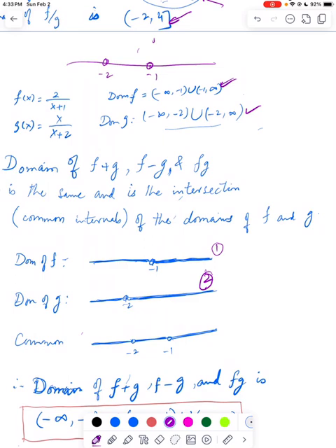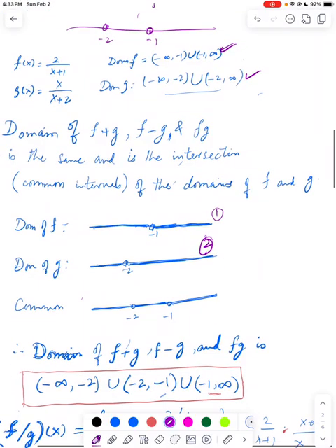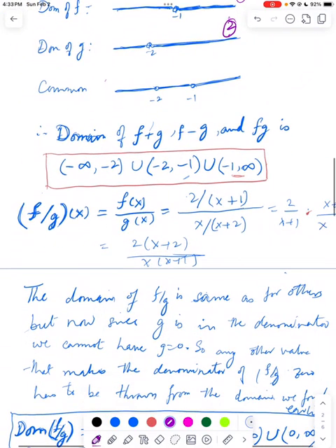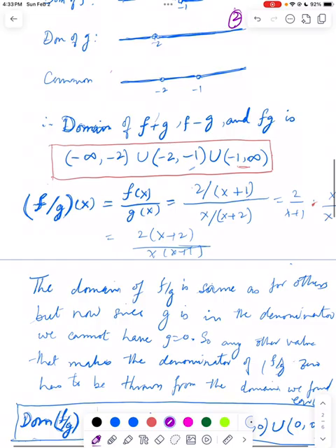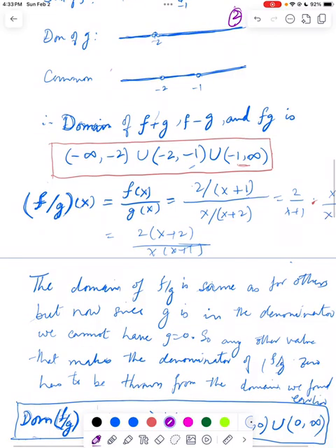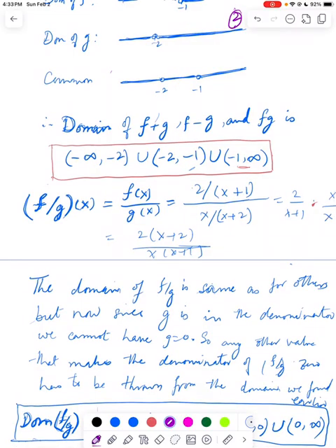And now we combine them. We put them on one number line. So it means the common domain will be -∞ to -2, union -2 to -1, union -1 to infinity. What about f over g? So you can add and simplify.